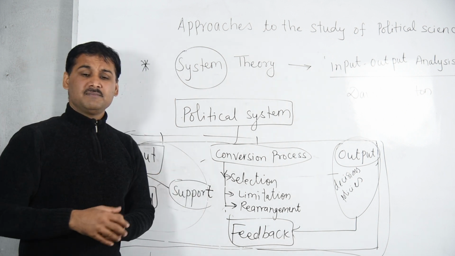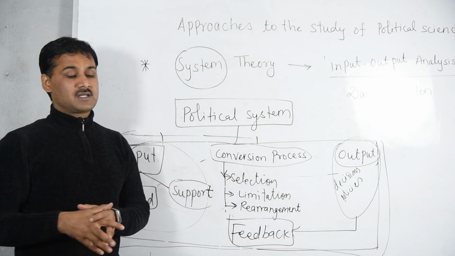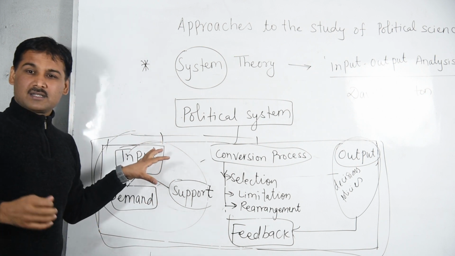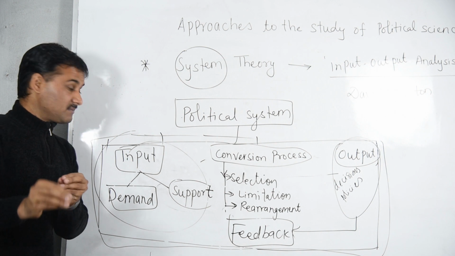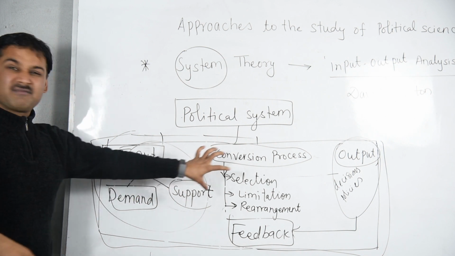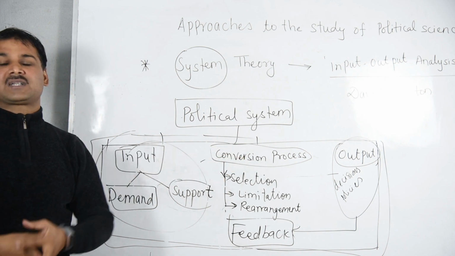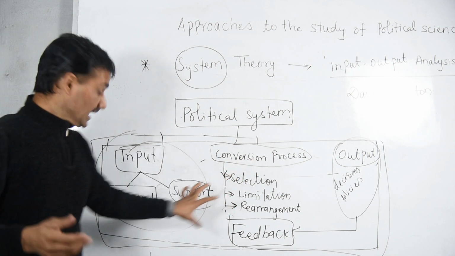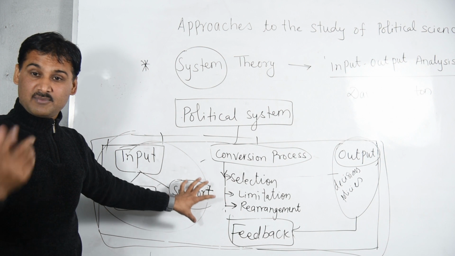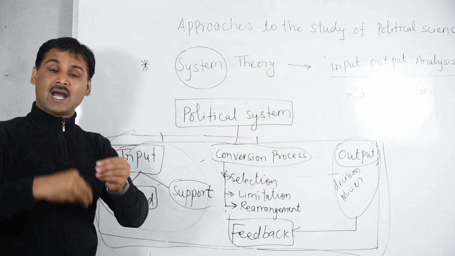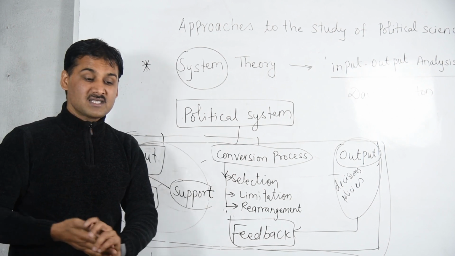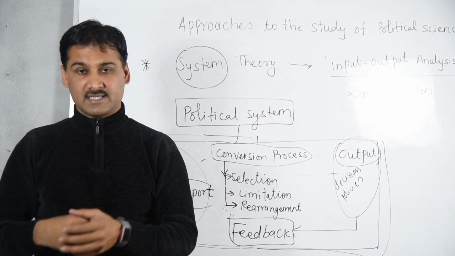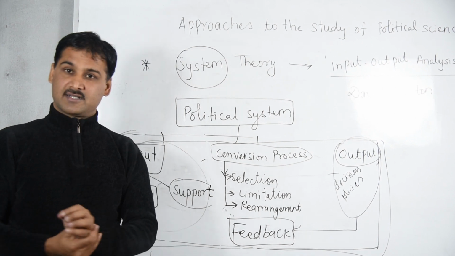Second, there are some criticisms, generally made from a traditional perspective. The criticism is that this is a very traditional type of illustration. Those inputs were there, demands were there, supports were there, and it has been happening. So what is new to this theory, to this approach? This is the criticism from traditionalists.